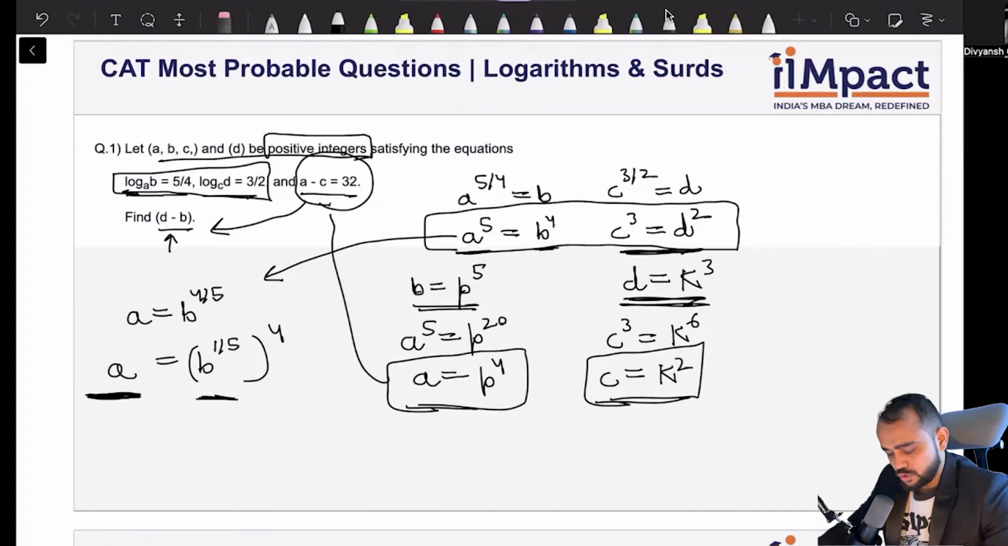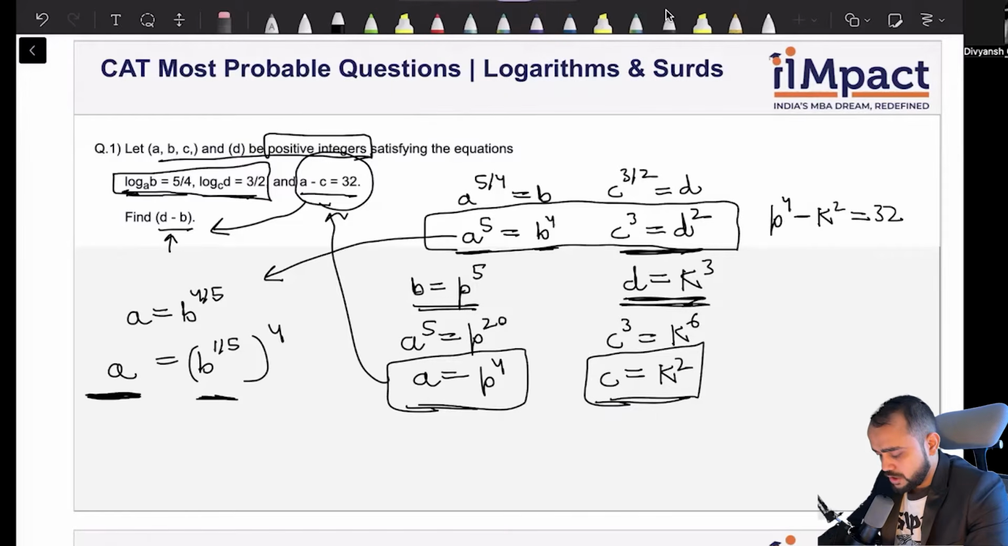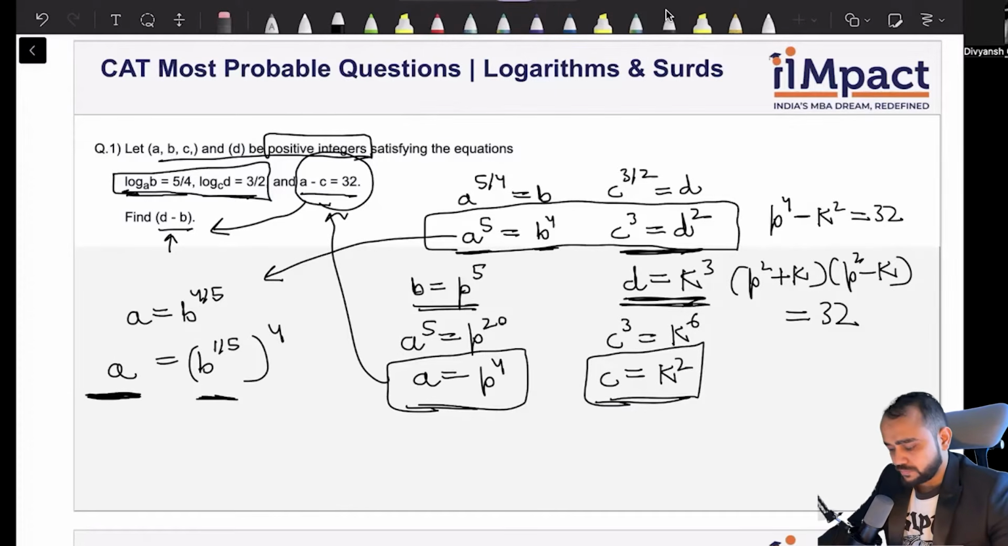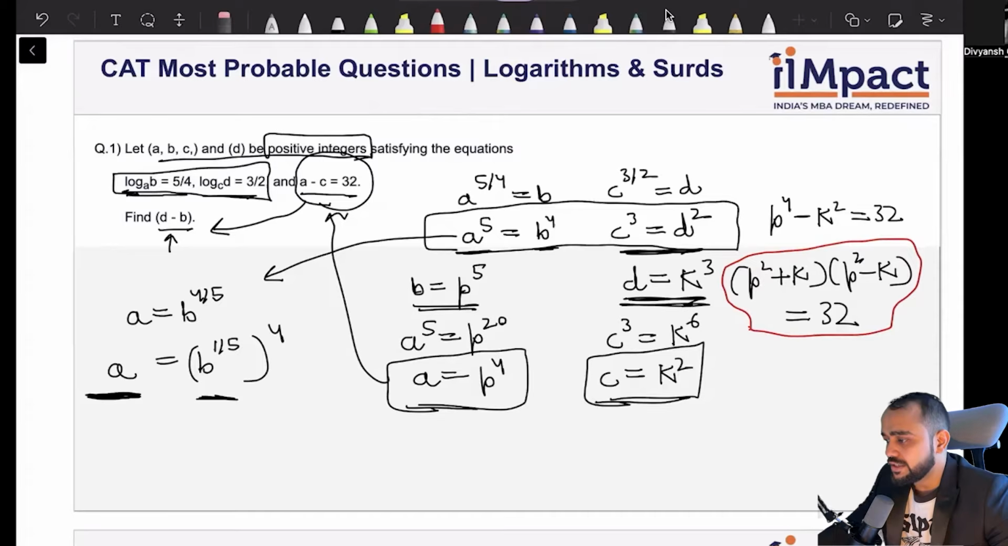Now I will plug this into the equation that is given to me, which means P to the power 4 minus K square is equal to 32, or (P square plus K) into (P square minus K) is equal to 32. Now this is the equation that I have to work with, right? And because these are integers, P square plus K has to be an integer, P square minus K has to be an integer in such a way that the solution for P square and K turns out to be integers itself. So I will now have to factorize 32.